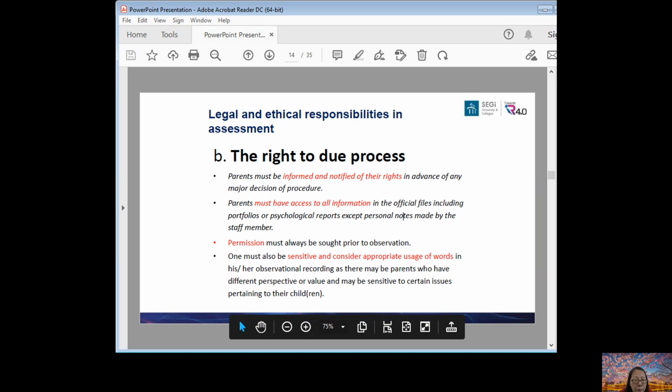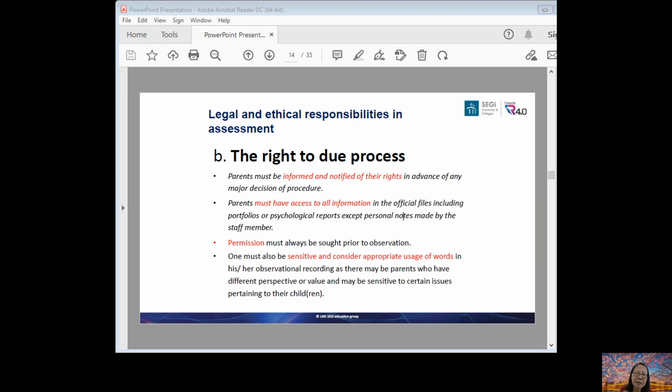Also, we need to use appropriate words. Need to be sensitive and aware of the parents' feelings. If you're going to say something about the child, be very tactful. Do not use words that hurt the parents or hurt the child, because already allowing you to observe their child is a difficult step that is passed. So we need to be diplomatic in what we say.